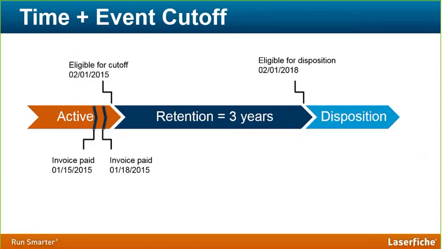So by using this time and event cutoff, it's going to help avoid the increasing number of actions we're taking place. So now as the invoices are paid, those events just mean that the records folders can both be cut off at the same time cycle. And so since those cutoffs are at the same time, the retentions are at the same time as well, and they're both eligible for disposition at the same exact time. So here we have 2 invoices paid before February, and the disposition is February 1st.